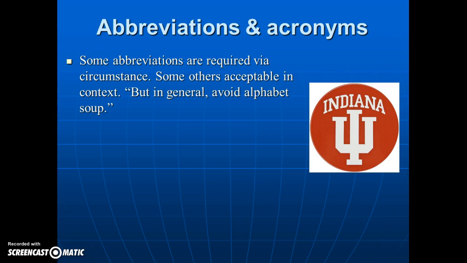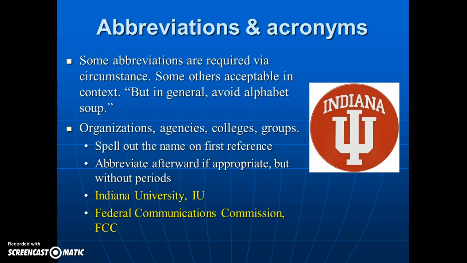Some of the abbreviations are required via circumstance and others are acceptable in a context. But remember, as the AP Style book recommends and we've talked about, avoid kind of alphabet soup. So using them only when it's appropriate. For organizations, agencies, colleges, groups, you can look it up by the type or by the individual one. Abbreviate if appropriate, but without periods.